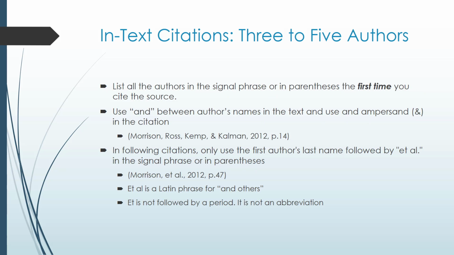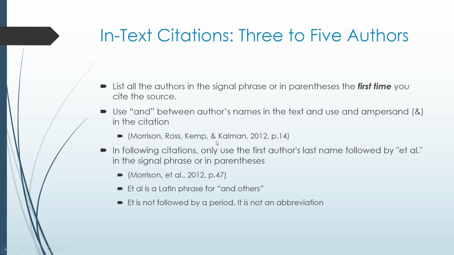All right, for three to five authors, you list, for in-text citations only, and this is what we're talking about with this video, all the authors in the signal phrase or parentheses the first time you cite the source. So the first time, we're saying Morrison, Ross, Kemp, and Kalman, whatever. In the text, you use "and" between the authors' names, and use the ampersand in the citation.